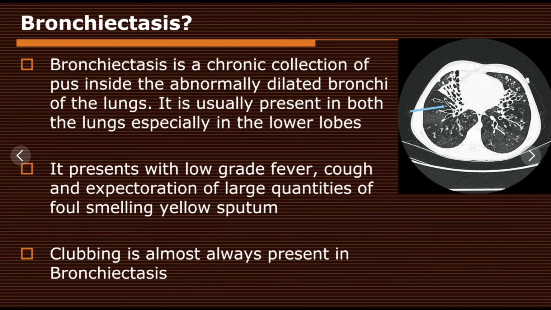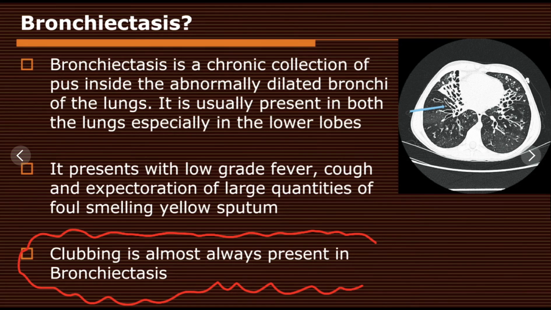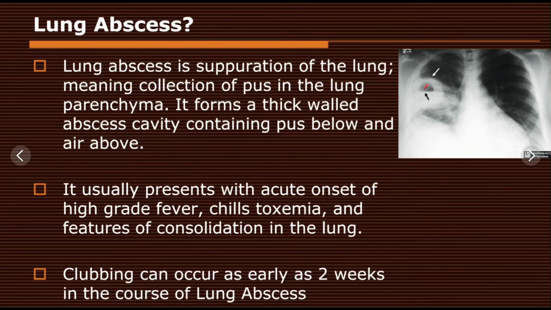Bronchiectasis is a chronic collection of pus inside the abnormally dilated bronchi of the lung. It is usually present in both lungs, especially in the lower lobes. Here we can see the dilated bronchi. It presents with low-grade fever, cough, and expectoration of large quantities of foul-smelling yellow sputum. Clubbing is almost always present in bronchiectasis. Very, very important line. After this they are talking about lung abscess.